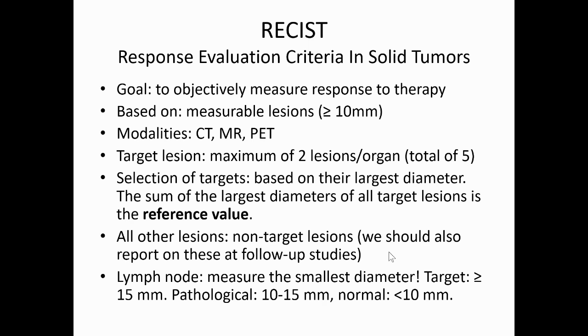Lymph nodes are measurable, so they can be a target, but we measure their smallest diameter because their smallest diameter correlates best with their dignity. So a lymph node which has a smallest diameter less than 10 millimeters, that's considered normal, versus a lymph node which has a smallest diameter that is greater than 10 millimeters, that's considered to be pathologic.